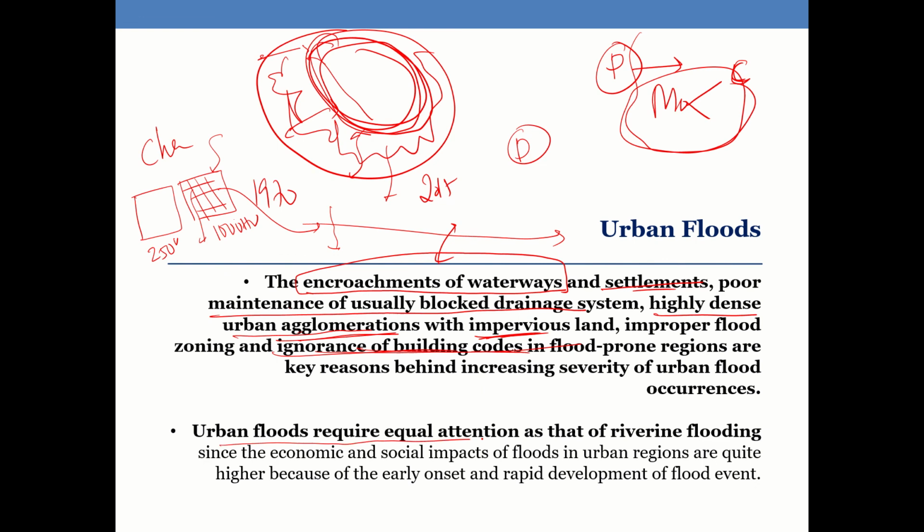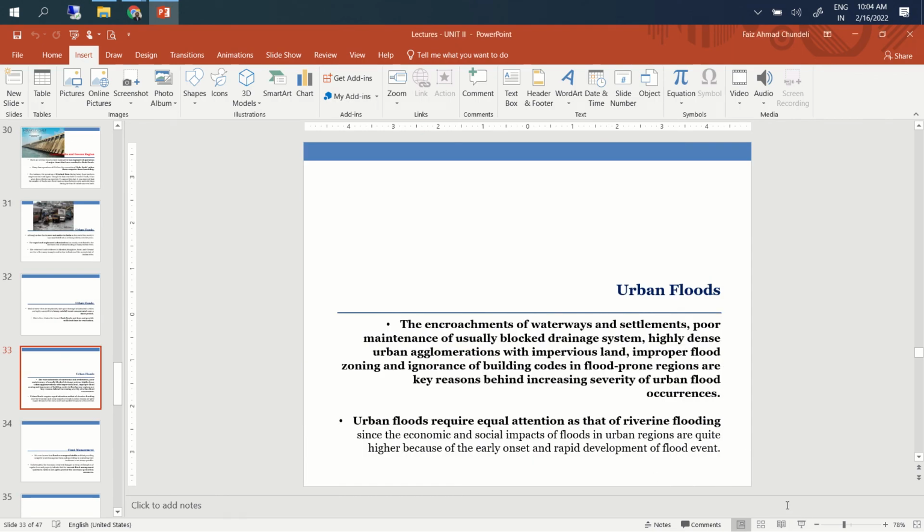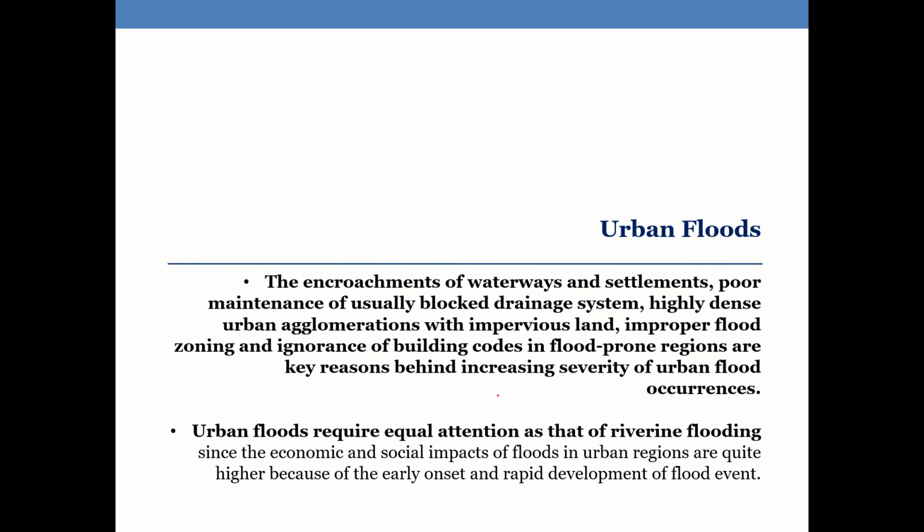Urban floods require equal attention as riverine flooding, since the economic and social impact of floods in urban regions is quite higher because of the kind of impact it creates on the city. So we have been discussing this till now, and this is also very relevant and pertinent now. We should first of all be able to differentiate what riverine floods are, then how urban floods are different, and what kind of measures can be taken.